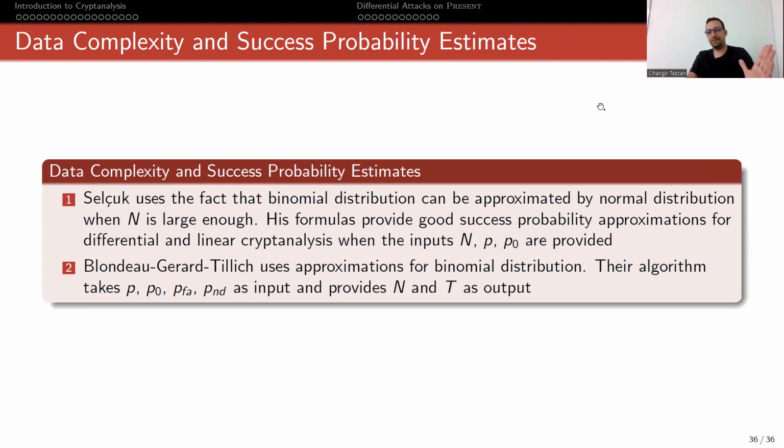But again, as you can see, everything starts with a distinguisher. First, you need to find the distinguisher to know this P and P0. Then the rest is finding the attack. But without the distinguisher, you cannot do that.